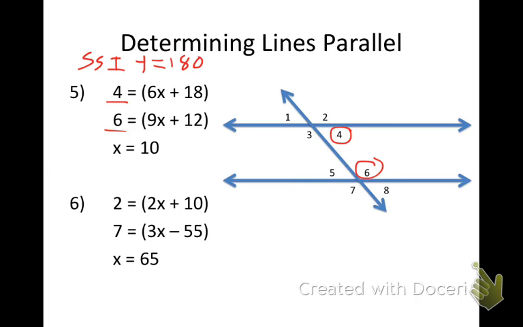Okay? Well, I have x equals 10. So I'm going to plug x equals 10 in for angle 4 there. What's 10 times 6 plus 18? 78. Take 10, plug it into the other one. 9 times 10 plus 12 is 102. Well, 78 and 102, what's that going to give me? 180. Are they parallel? Yep, that'd be parallel.